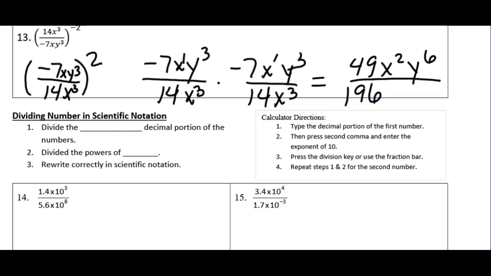And then x to the 6th. Now we have to do a little bit of cleanup. 49 and 196. We have to see if there's something that will go into both of those. You might not see it, but if not, you just try different things. You know that 7 could go into both of them. You know that 14 might go into both of them, but actually 49 goes into both, so it's 1 over 4. More x's on the bottom, and how many more? 4. More y's on the top, well, all the y's on the top. 6.